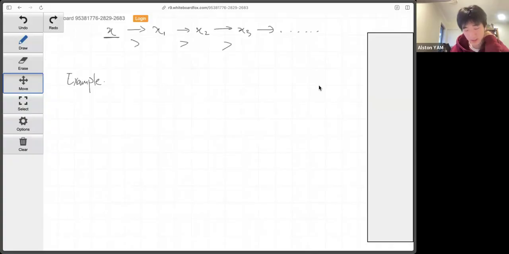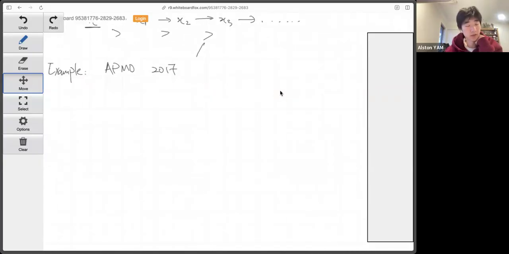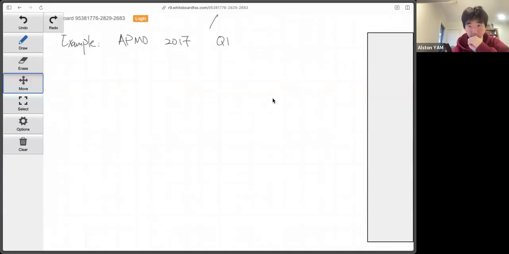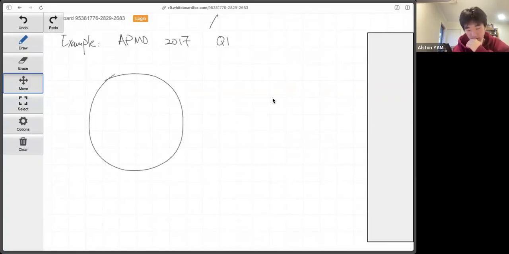So this problem was on the APMO 2017 exam, and this was question 1 on that paper. Okay, so the problem goes: I have a circle, and on it I have 2017 spots.